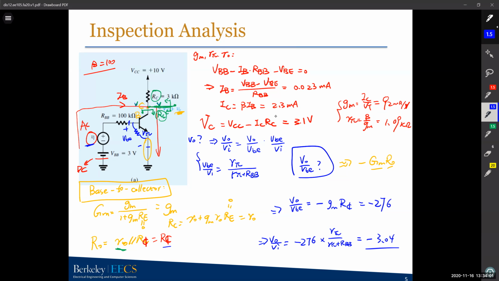So this is just a simple example of how we're using inspection analysis to analyze the circuit and how easy it could be. You just need to plug in numbers, right? So if your RE equals 0, just plug in here and you get your capital GM very easily.